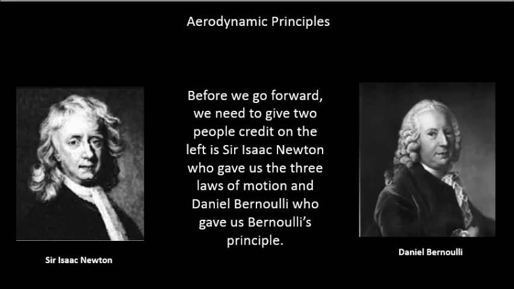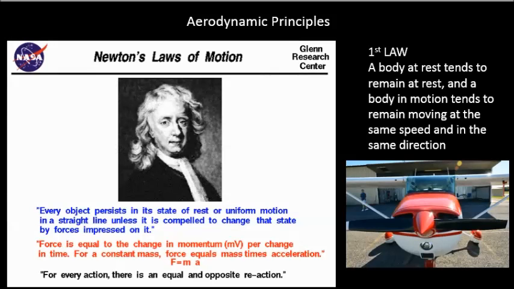Before we go forward, we need to give two people credit. On the left is Sir Isaac Newton, and on the right, Daniel Bernoulli. Sir Isaac Newton gave us the 3 laws of motion, and then we have Daniel Bernoulli, who gave us Bernoulli's principle. Sir Isaac Newton, his 3 laws of motion, he created.